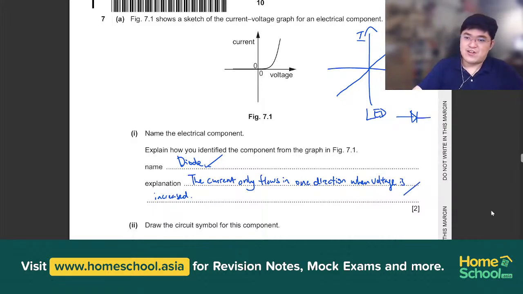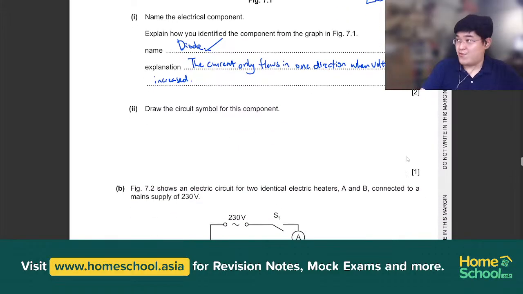And now we are to draw a circuit symbol for this component. How does the diode look like? So first let's draw the line out here. This is our cable, this is our electrical line. And we should draw first a triangle.